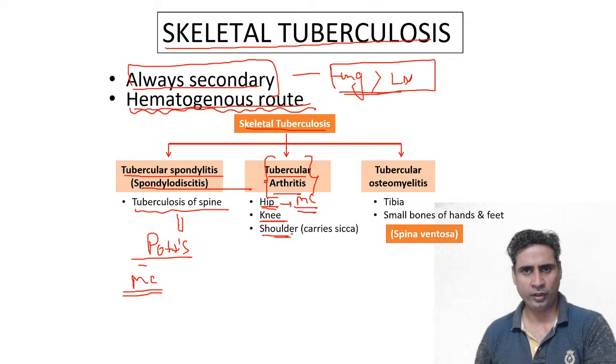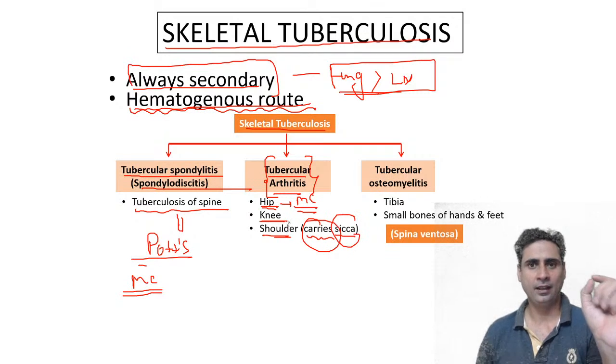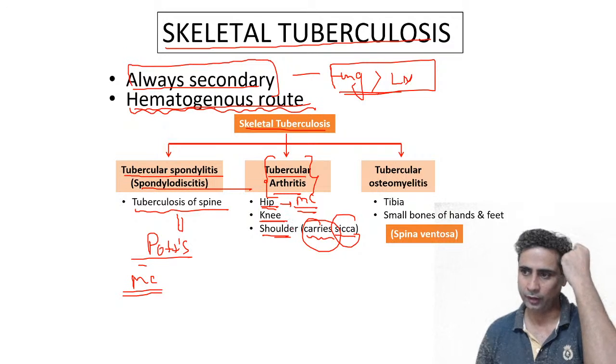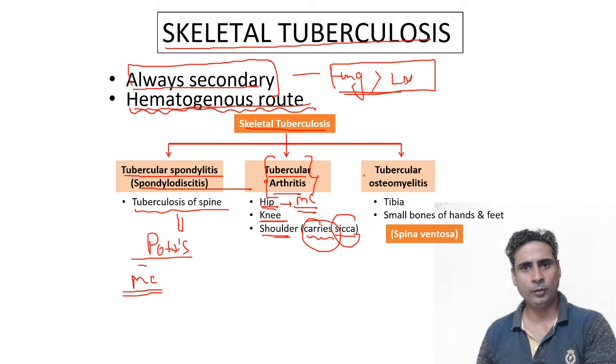And in shoulder joint, characteristically, there is no formation of abscess. That is why it is known as caries sicca. Sicca means dry, caries means destruction. So there is dry destruction of shoulder joint. Now the third type of tubercular infection is tubercular infection of bones.